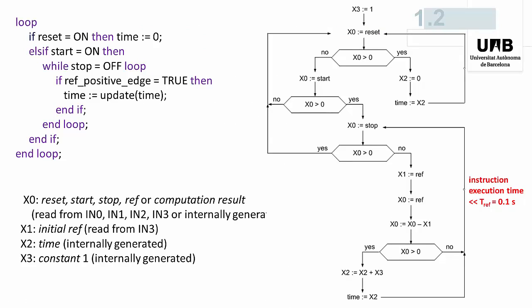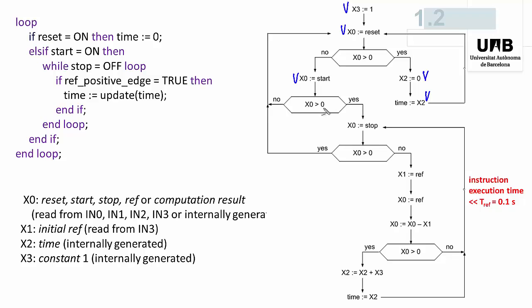As before, we first generate the program under the form of a flow diagram. First, we store 1, the constant value 1, in X3. We read the value of reset. If reset is equal to 1, so X0 is positive, then we put X2, the value of the time measured by the chronometer, equal to 0, and we transmit this value to the output port, and we go back to this instruction. If reset is equal to 0, then we read the start value.